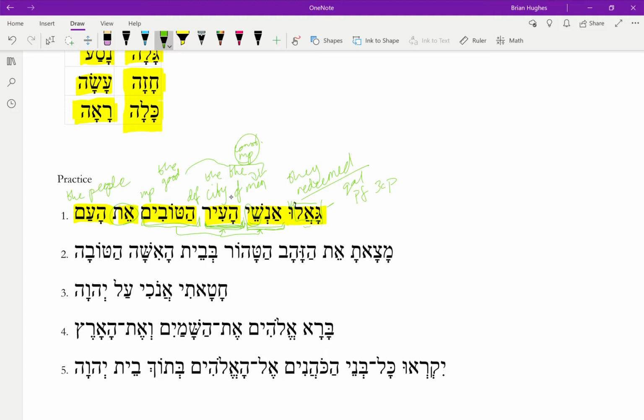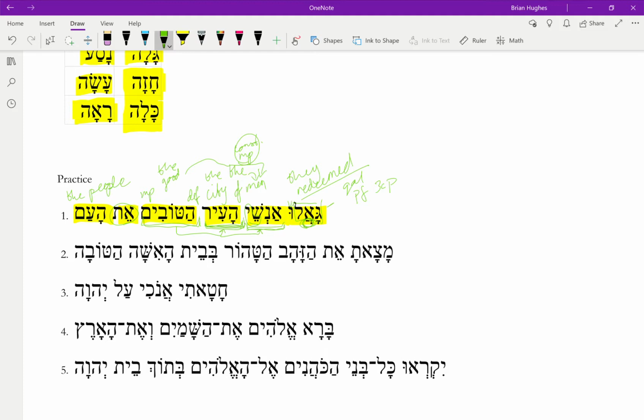And here we can see the effect of the aleph as a guttural in the center of the word, that we've got a chatef instead of a vocal shewa. I think I took this from your practice exercise on page 86.